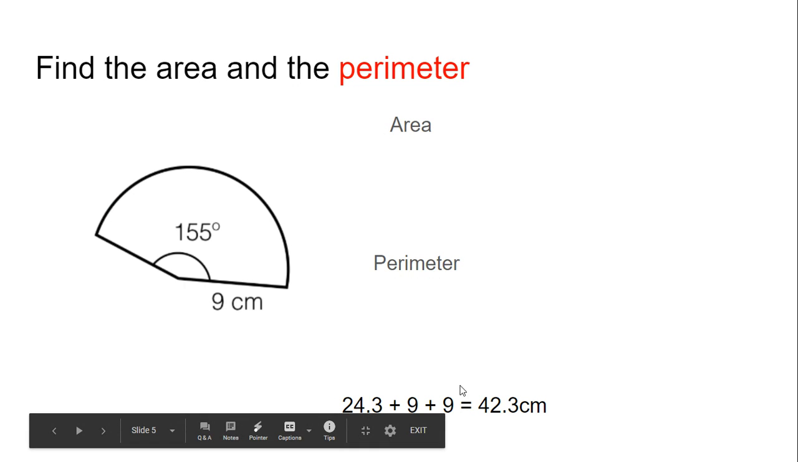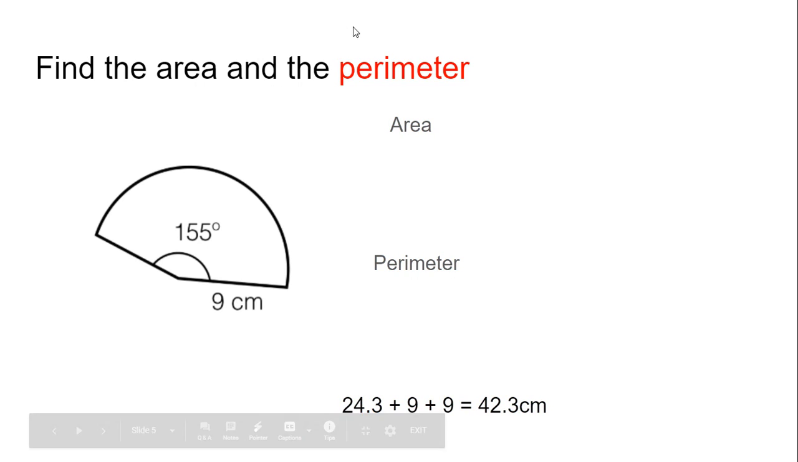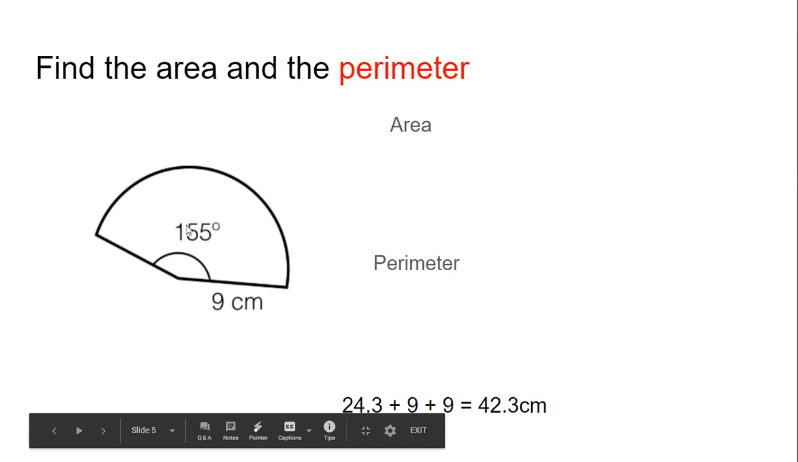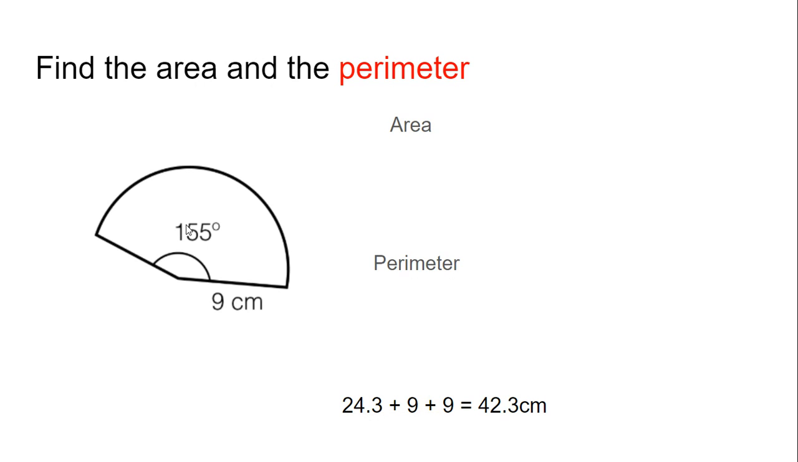This last one, I want the area and perimeter of this sector. Area is quite straightforward. Even though I don't have the rest of the circle, I still know it's 155 degrees out of 360. It's going to be 155 out of 360 multiplied by what the total area of the circle would be, so r squared times pi. So the area of the sector is 109.6 centimeters squared.